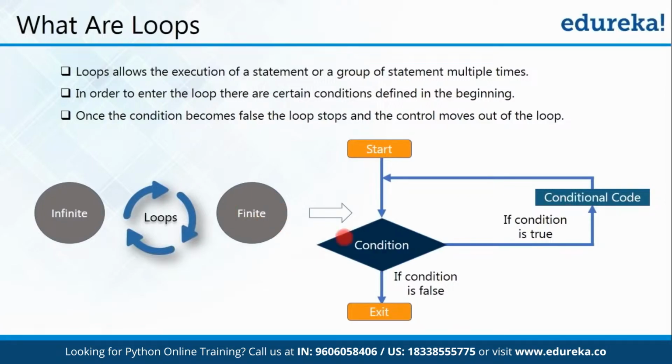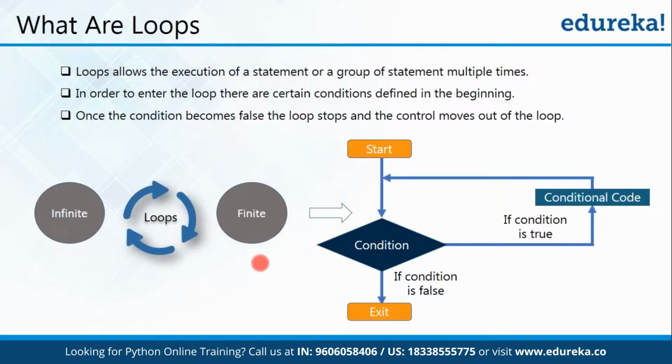One is finite. This is actually the flowchart for the finite loops, and another can be infinite. Now in infinite loops what happens, the condition will never be false. So at that time the control will never come out of the loop. So it will keep on repeating and it will never stop. That is what infinite loops are. So basically the condition will never be false, and due to that the loop will be executed infinite number of times.